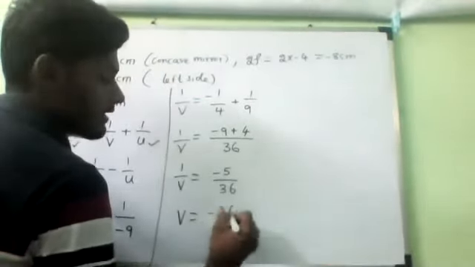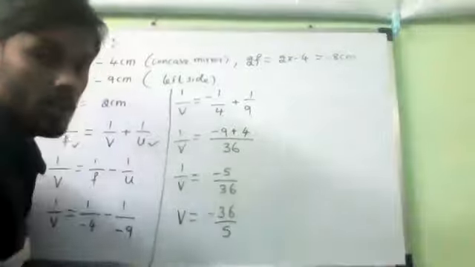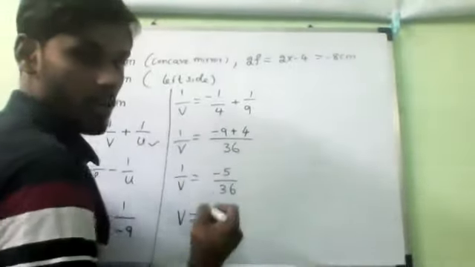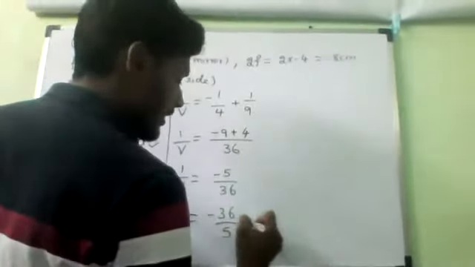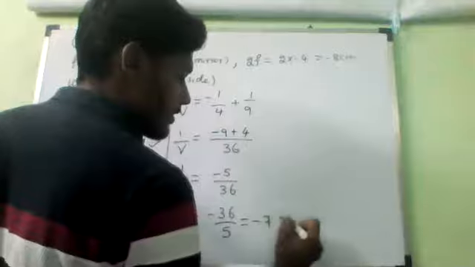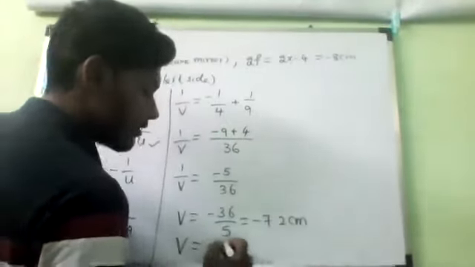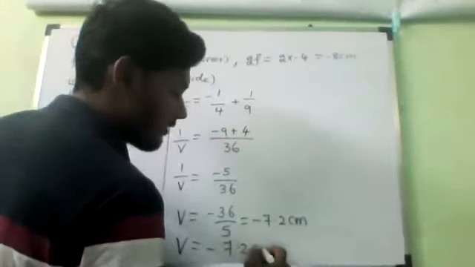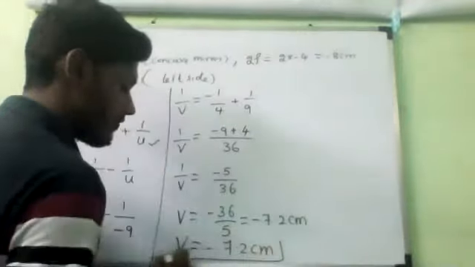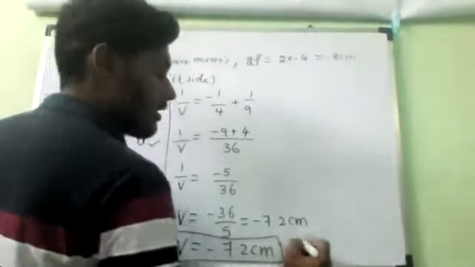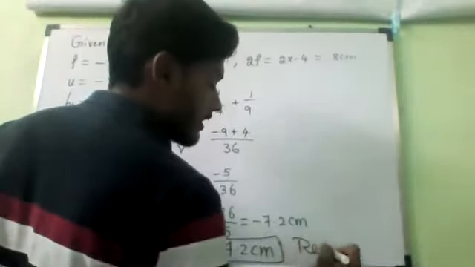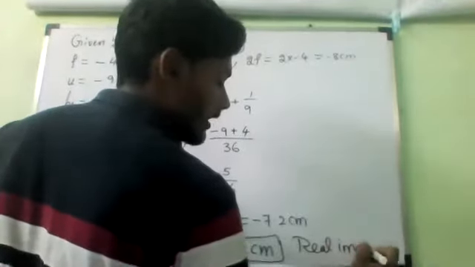So v is equal to minus 36 by 5, which is minus 7.2 centimeters. So v is equal to negative. In case of a concave mirror, v equal to negative means in the sense of virtual or real? It is a real image. Understand? Real and inverted image.